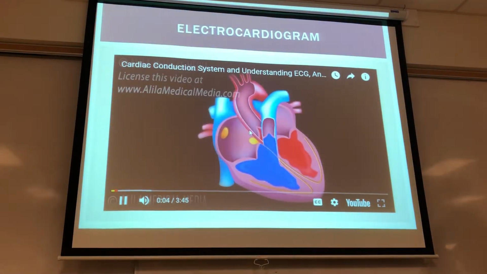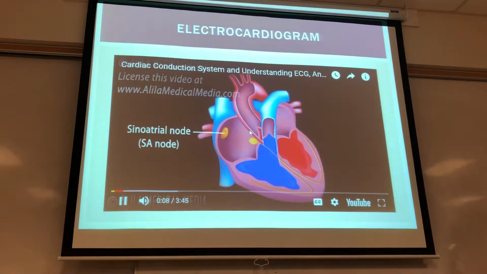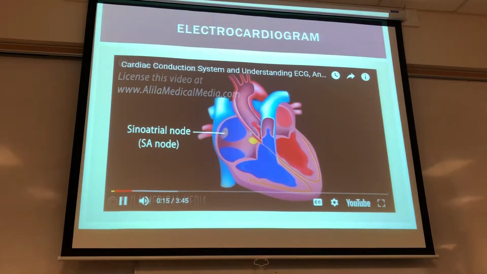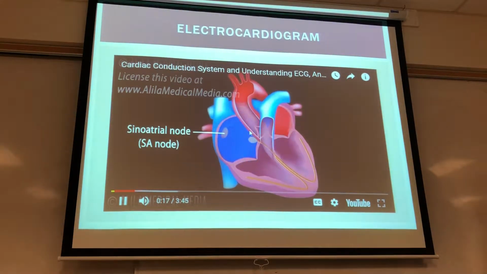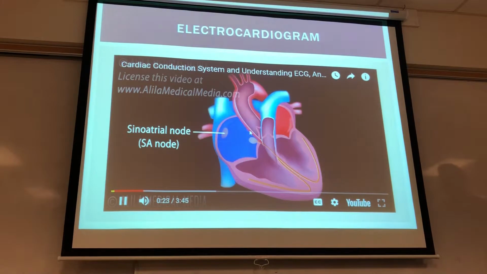The cardiac conduction system consists of the following components. The sinoatrial node, or SA node, located in the right atrium near the entrance of the superior vena cava. This is the natural pacemaker of the heart. It initiates all heartbeat and determines heart rate.